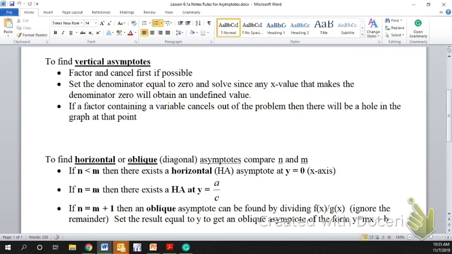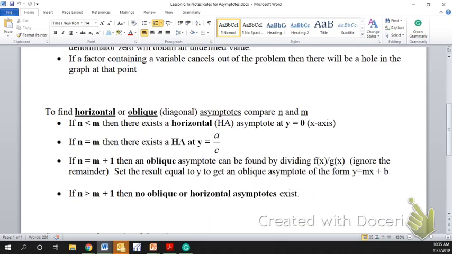Okay, so if they're equal, you have the coefficients. If the top is less than the bottom, you have y equals 0. And if n is m plus 1 more, that's the third column, where you have an oblique asymptote, and we use long division for that. Any other case, you have no asymptotes at all. You might have vertical, but you won't have horizontal or oblique. All right, so let's go back and do a long division one.